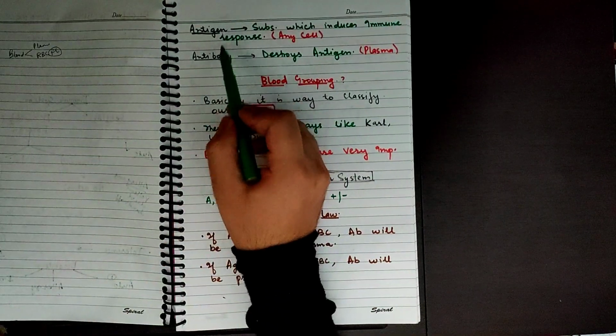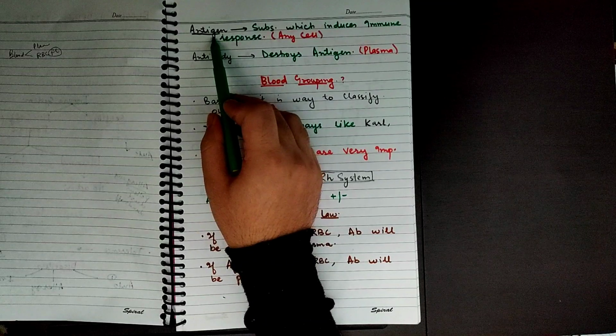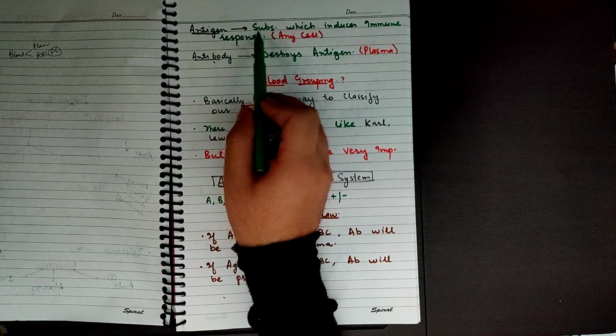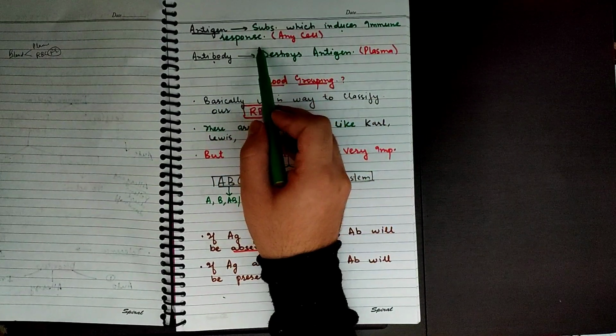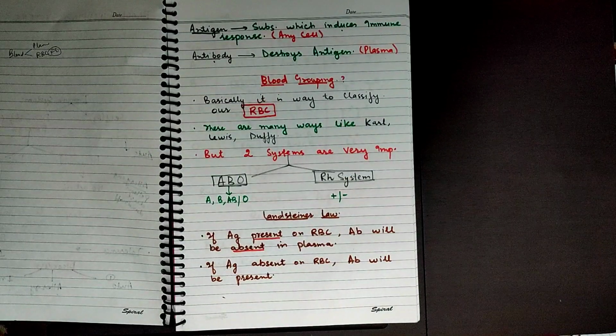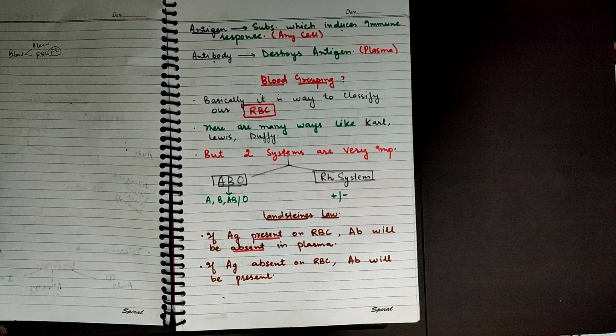One is antigen and another is antibody. What is antigen? Antigen is any chemical substance which induces immune response. Any foreign substance, any chemical which, after going into the body, wakes up the immune system so that the immune system destroys it, this kind of molecule is known as antigen.